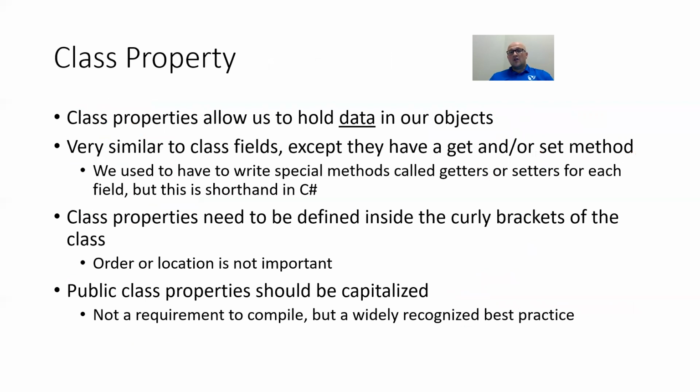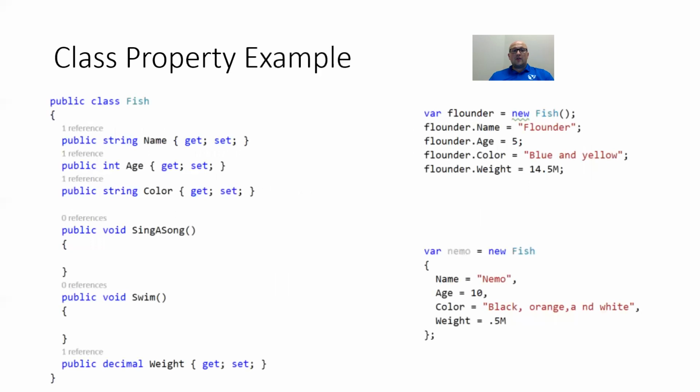Okay, a property also allows us to hold data, okay, except these data holders, for lack of a better term, have special methods called getters and setters, okay? And these allow us to make certain things happen when we get the variables or when we refer to them, and when we set them or when we give them a value, okay? Again, class level properties need to be defined within the curly brackets of the class, and class level properties should be capitalized. So let's take a look at our slightly refactored fish class here. You can see name, age, and color again: string name, int age, string color.